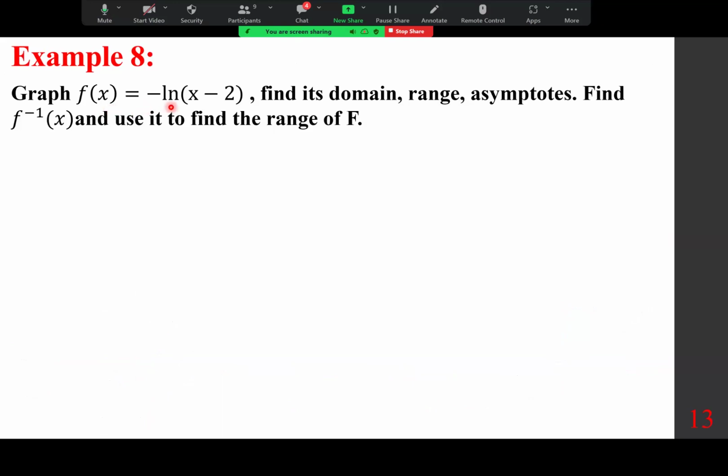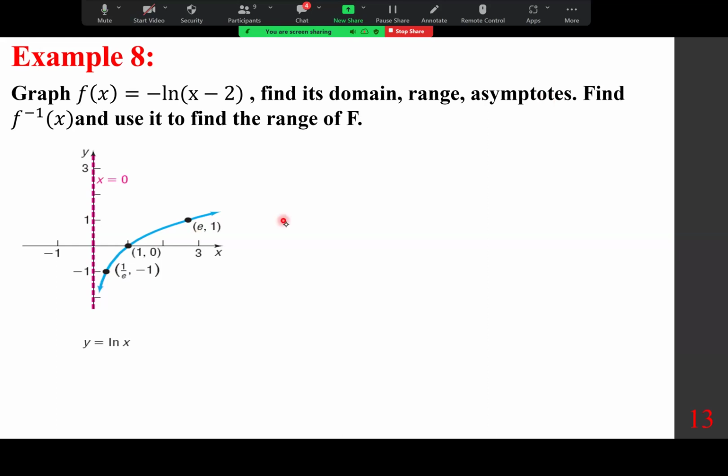Example 8, graph f of x equals minus ln of x minus 2. Find its domain, range, asymptote, find f inverse, and use it to find the range of f. So first, we're going to start with y equals ln x. When you draw a log x with a base that is definitely larger than 1, it looks like this. So it doesn't have to be perfect, but that's the concept.